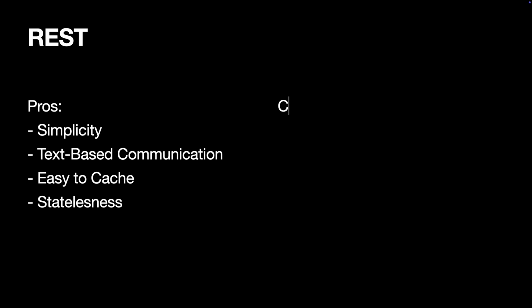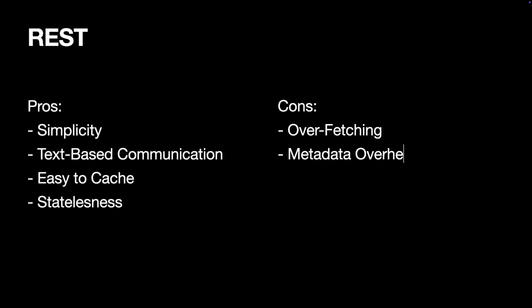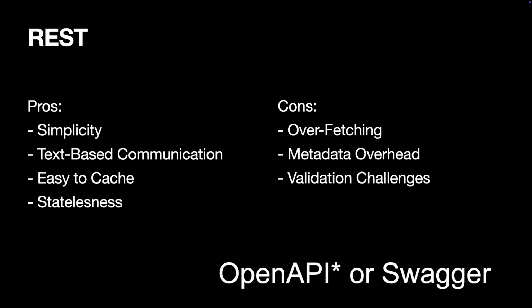Now cons. Overfetching. Since the server dictates the response structure, clients might receive too much or too little data. Metadata overhead. Repeatedly transmitting headers and other metadata adds unnecessary overhead. Validation challenges. It can be difficult to validate data integrity and format on the client without custom validation logic or external schema definitions. For example, OpenAPI or Swagger.